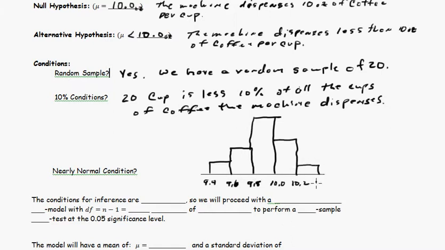So 10.4. So I played around with the window command to get this, but as you can see, the histogram of the sample is nearly normal.